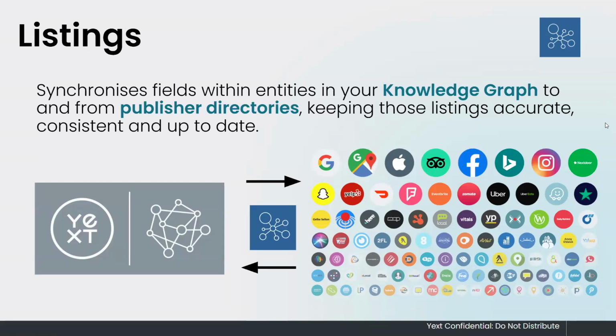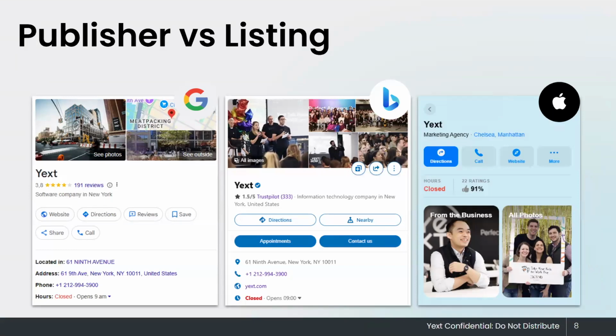Cool. Okay, so let's move on. So you've learned the word publisher. You've also heard the word listing, okay? Just to clarify the difference here. So you can see here on the screen, there are 3 examples of listings and 3 examples of publishers, okay? So these here that you see are the Yext listings for the headquarters, our HQ in New York. So there's 3 big logos on here that you probably recognize straight away: Google, Bing, and Apple. Those are examples of publishers. The specific profile, the entity profile of the Yext headquarters, is what we call a listing.